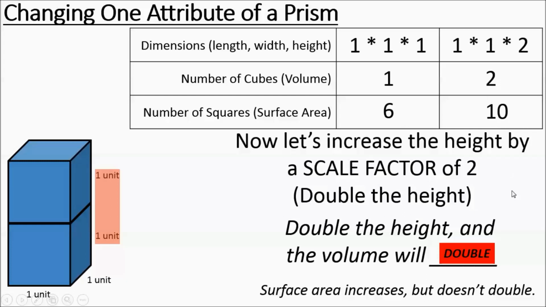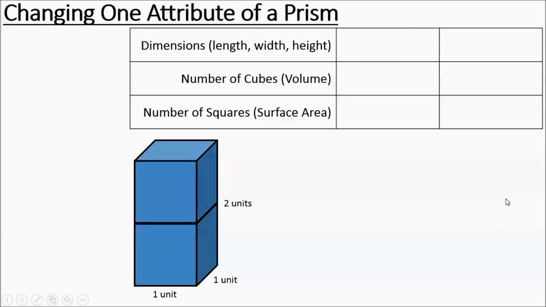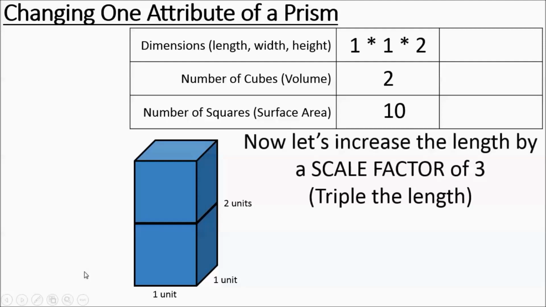Let's look at another one. We're going to take the shape that we had, that 1 by 1 by 2. Currently there are 2 cubes, and like before, we still have a surface area of 10. Now what we're going to do is increase the length of this figure by a scale factor of 3. Scale factor of 3 basically means you're tripling the length. It's a fancy way of saying it.